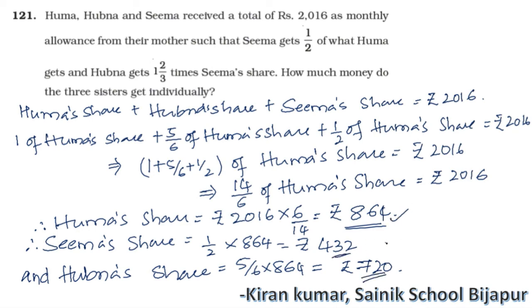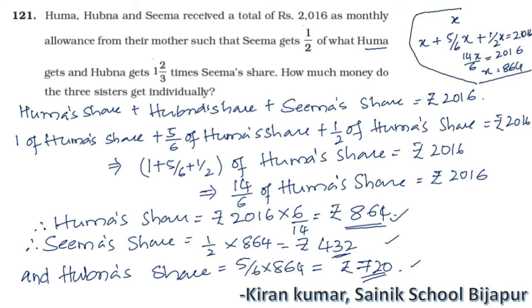Hope you have understood this. If it is becoming difficult to understand, you can consider Huma's share as x, so that x is added to 5 by 6 times x added to 1 by 2 times x. The total is 2016. On simplification, we get 14x upon 6 equal to 2016. Find the value of x, you get 864. In this way also, it can be solved.